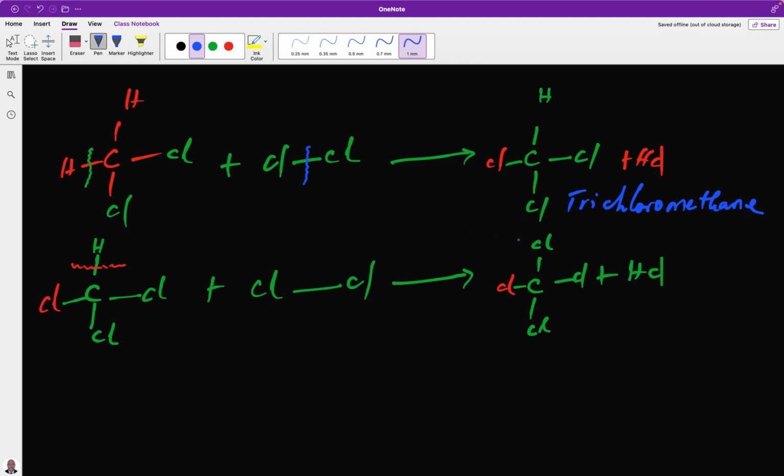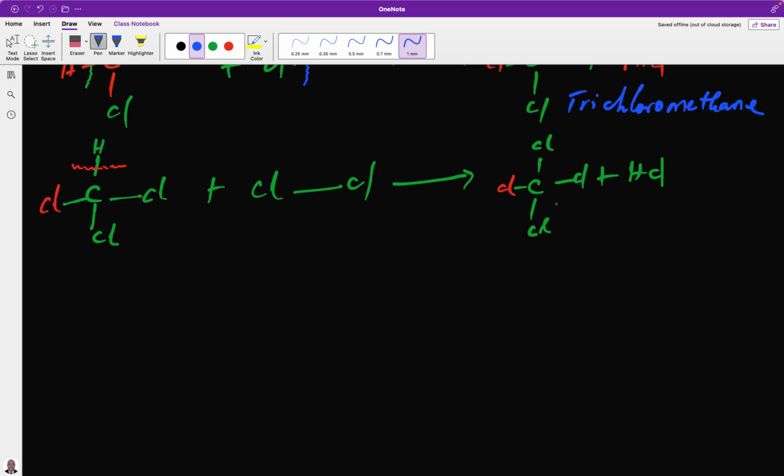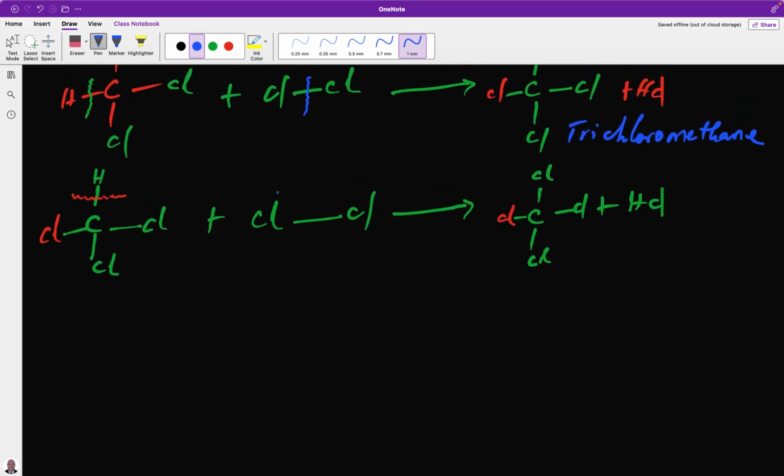Trichloromethane. Now the trichloromethane comes here. What happened with trichloromethane? This is trichloromethane, 1, 2, 3. Trichloromethane now comes in here. There is still a hydrogen there. That hydrogen needs to be replaced or substituted.